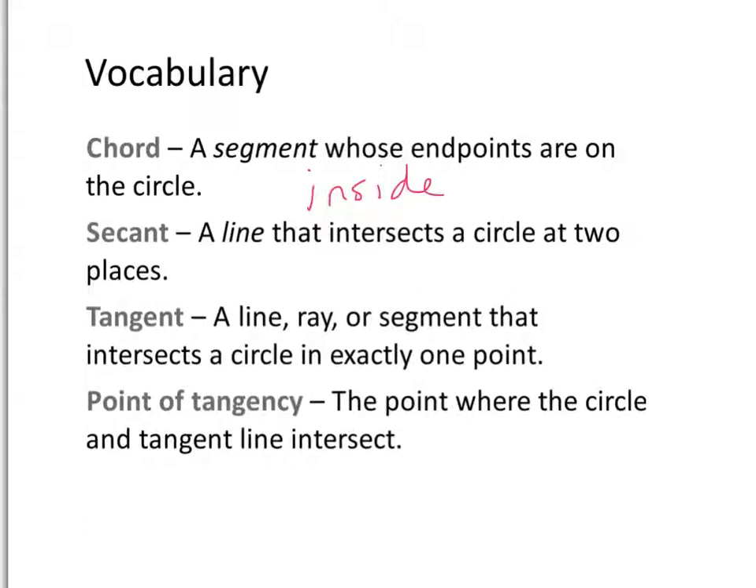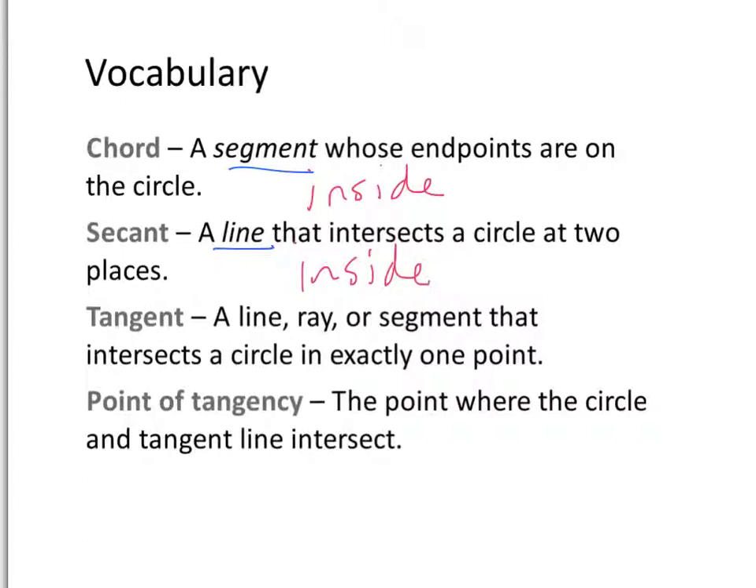Second word is secant. A secant is a line that intersects the circle at 2 places. So it's similar to a chord in the fact that it touches the circle twice. It's also in the inside of the circle because it touches it twice. But the difference between the two is a secant is a line, a chord is a segment. A chord can only be a segment. A secant actually sometimes can be a ray or a segment or a line, and it normally goes through the circle. But the big key is the chord is a segment.